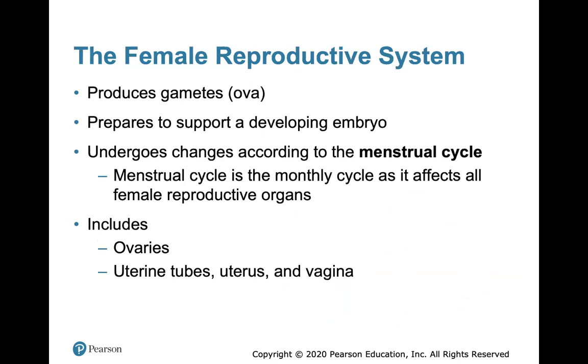And then the female reproductive system produces gametes or ova, which are the eggs, and it also prepares to support a developing embryo in the uterus. The uterus will undergo changes according to the menstrual cycle, which is the monthly cycle, as it affects all the female reproductive organs, which includes the ovaries, the uterine tubes, the uterus, and the vagina.